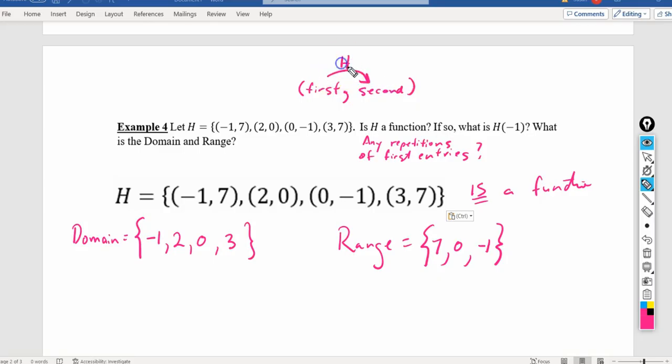So this is called h. So I'm going to look for the pairing that has -1 as my first entry. And so here it is. And what does h do with -1? It maps it into the second entry. And so h evaluated at -1 is equal to 7. And my answer would be 7.